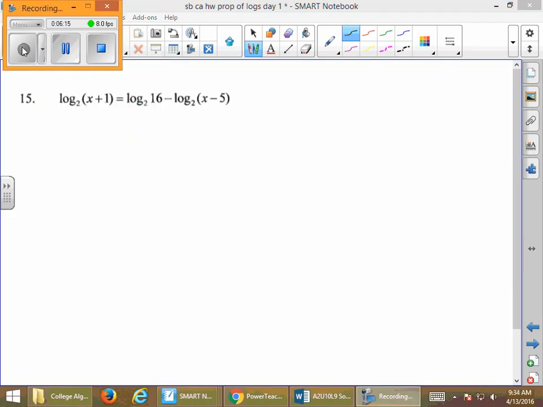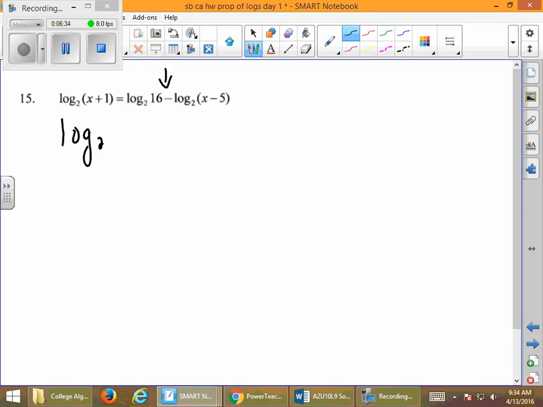Problem number 15. A nice part is that we have log base 2 for all of the parts of our problem. And as we look at the right side of the equation, we see this minus sign over here, which is going to allow us to use our properties to solve this problem. We can't do anything to log base 2 of x plus 1. But we can deal with the 16 over here. Log base 2 of 16 divided by x minus 5.